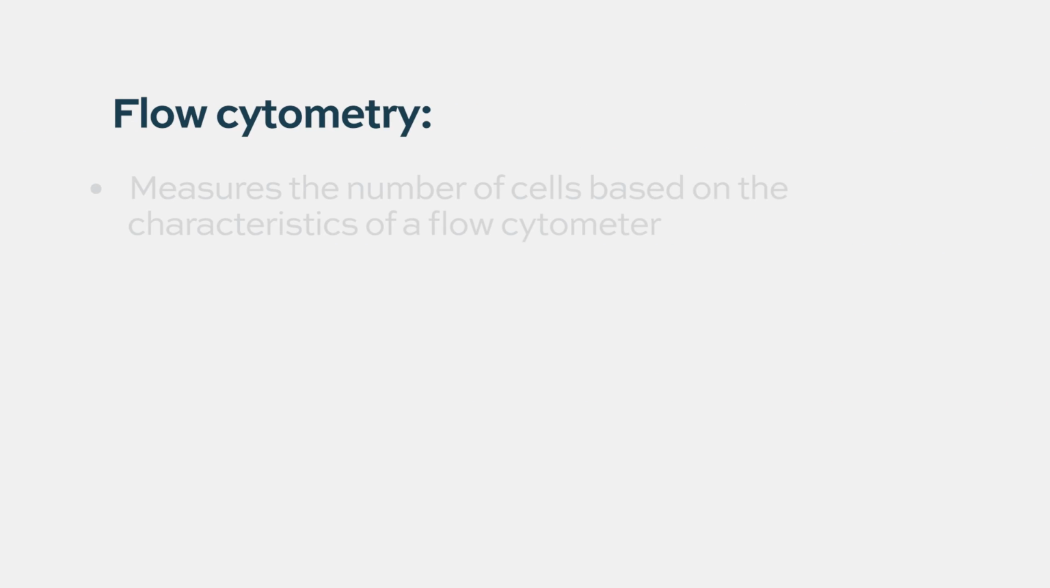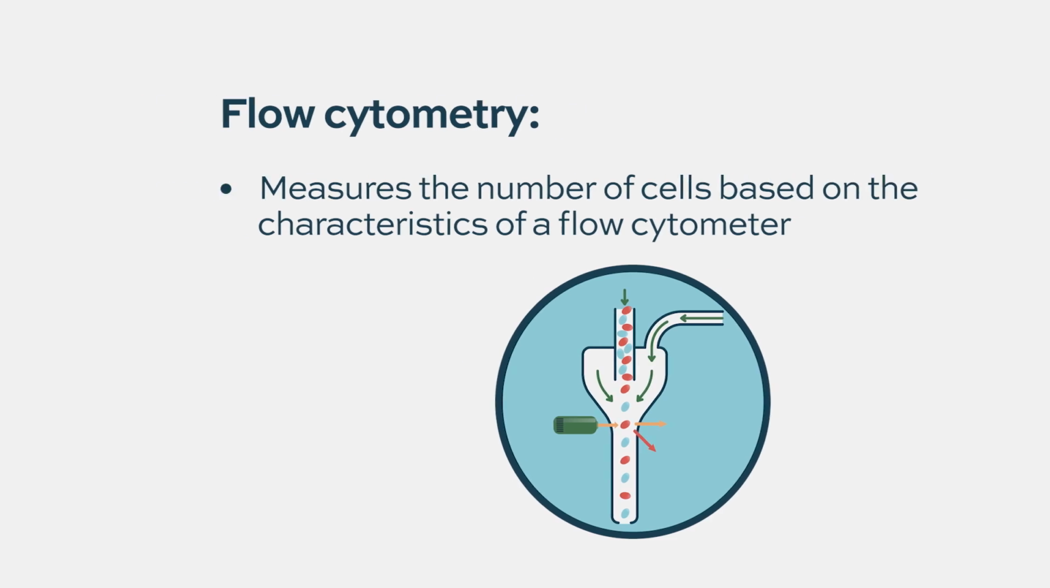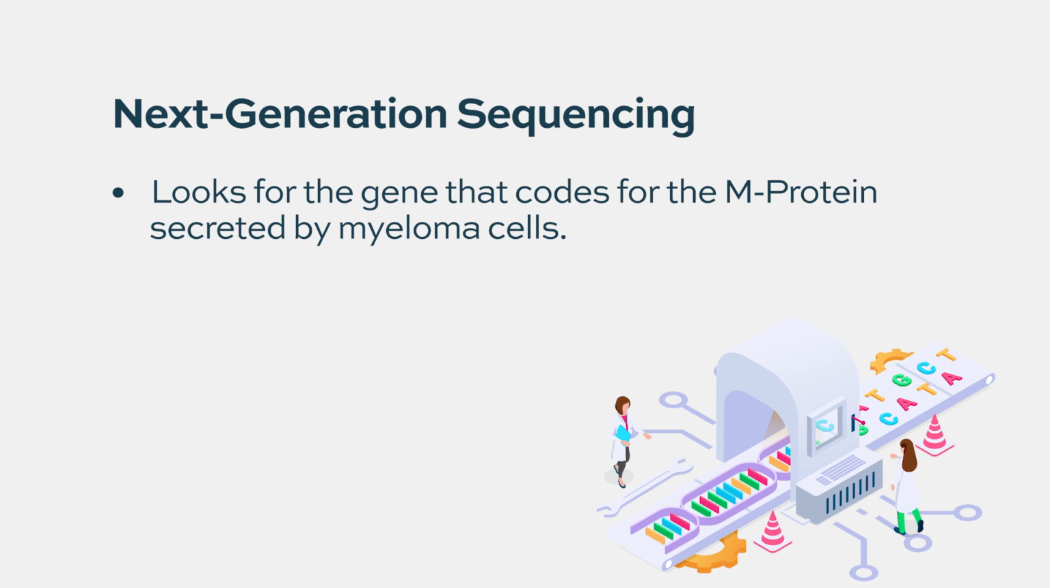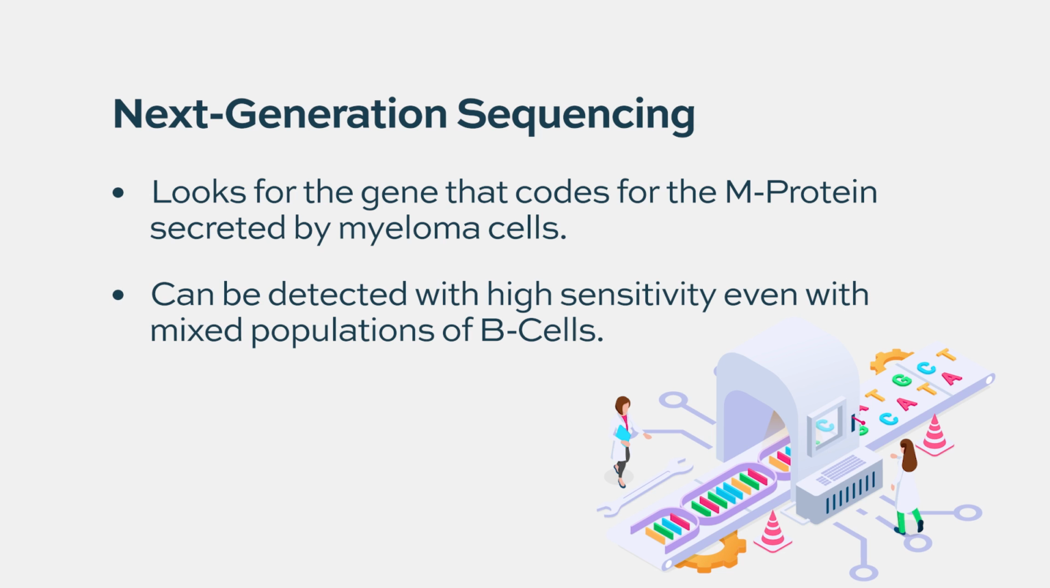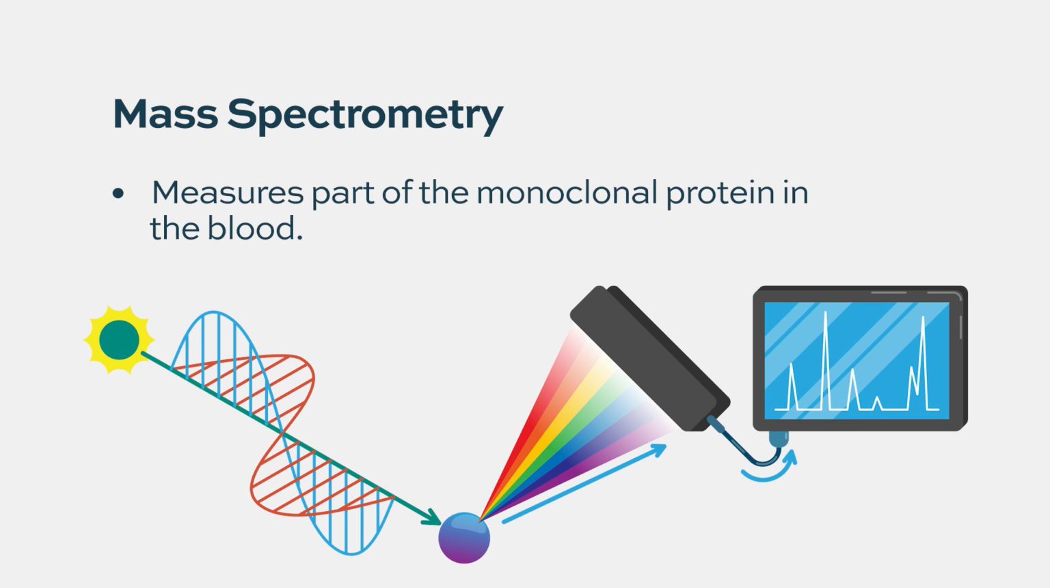Flow cytometry measures the number of cells based on characteristics that can be detected on a machine called a flow cytometer. Next generation sequencing looks for the gene that codes for the M protein that is secreted by myeloma cells. And that can be detected with very high sensitivity, even in mixed populations of B cells. And mass spec is very different because it measures part of the monoclonal protein in the blood.